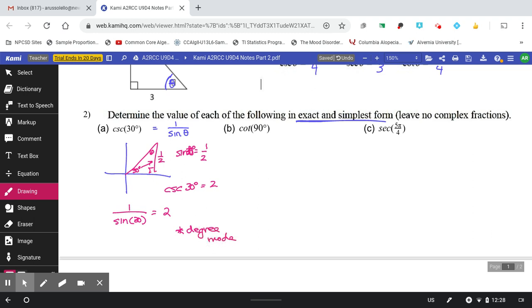Okay, so now the cotangent of 90 degrees. So the cotangent of 90, well, let's see.